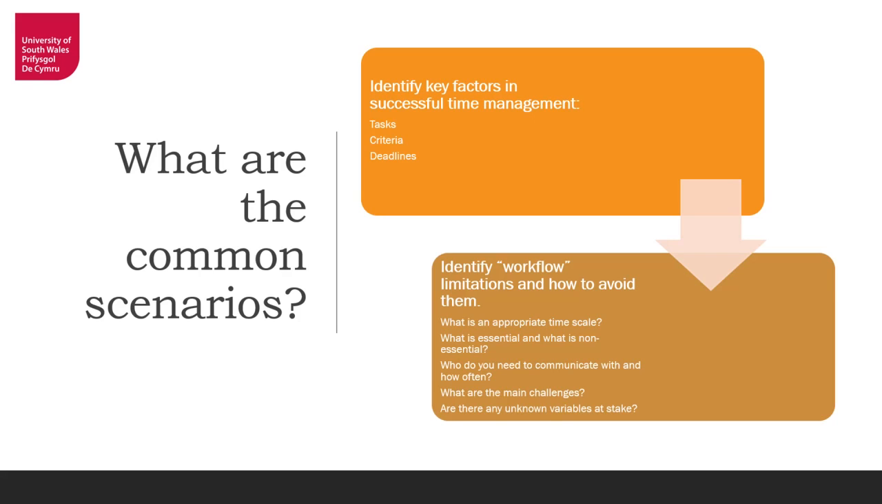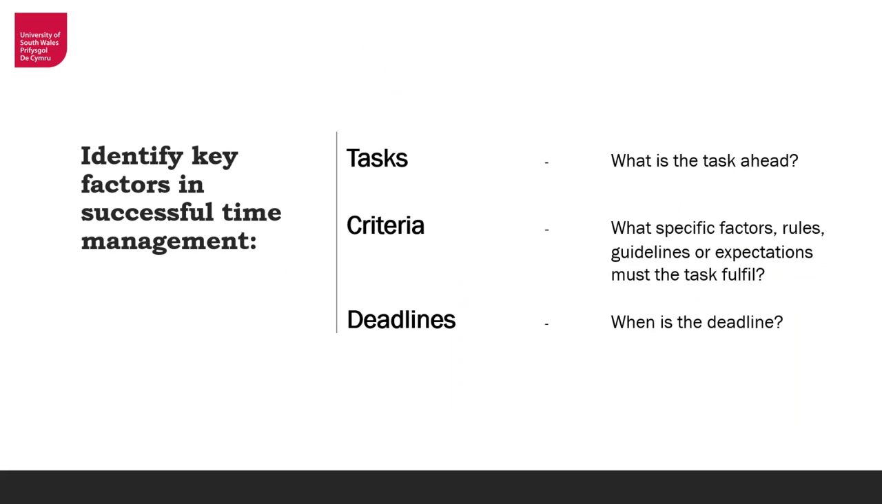So, to conclude and summarize this slide, what are the common scenarios? That is a vast possibility, but they fall into certain categories. So you need to identify what the task criteria and deadlines are, and also to identify what the workflow limitations could be and how to avoid them. Identify key factors in successful time management. Tasks. What is the task ahead? Criteria. What specific factors, rules, guidelines, or expectations must the task fulfill? Deadlines. When is the deadline? When does it have to be complete? Is this an open brief, or is this a finite brief where you need to have a turnaround very, very quickly?